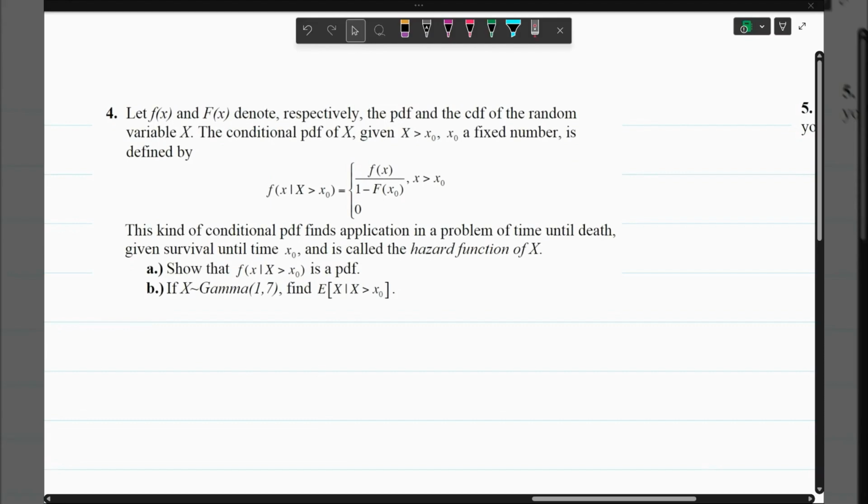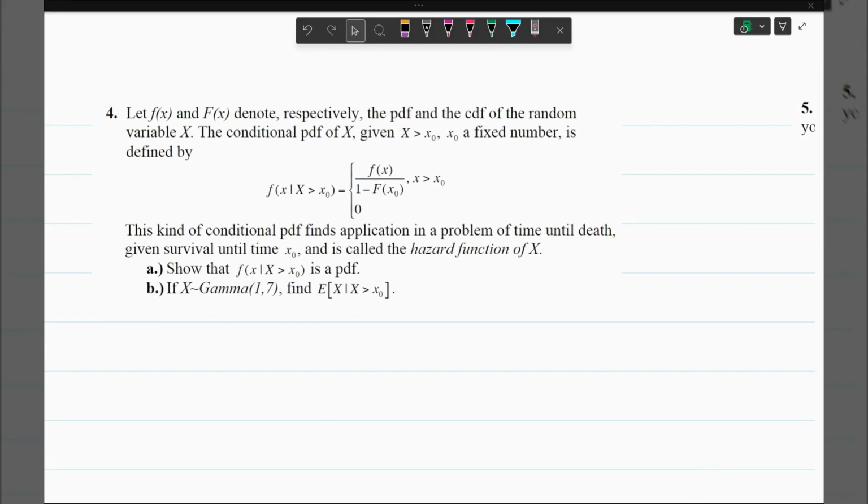All right, so we're going to keep it moving with the solutions to practice exam number 1. We are on question number 4. We have lowercase f and uppercase F, of course, representing the PDF and CDF of a random variable X. The conditional PDF of X, given that X is bigger than x naught, a fixed number, is defined in this way, called the hazard function, which you will see in survival analysis, reliability, and other contexts.